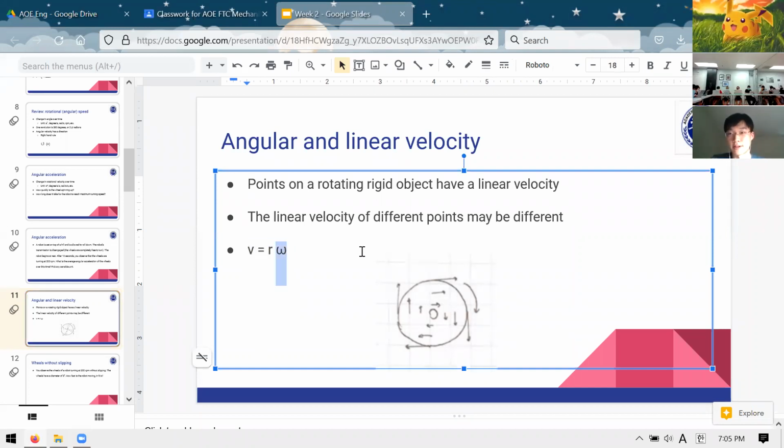And so this whole idea is kind of expressed by this one equation, v equals r omega. This symbol here is called omega. It's a Greek letter, and it's commonly used to denote angular velocity. And so simply put, this is just saying that if you multiply the distance from the center of rotation to whatever point on the rigid object, and you multiply that by the angular velocity, you'll get the linear velocity at that point.